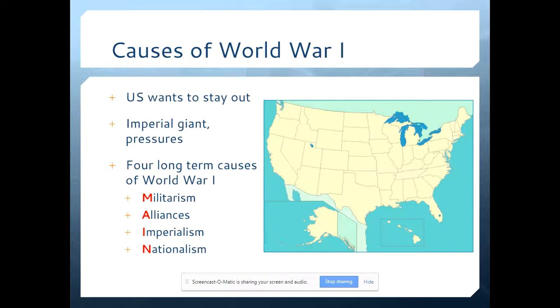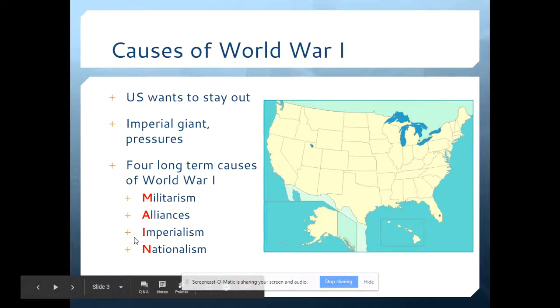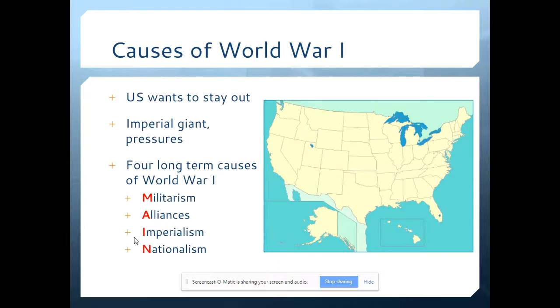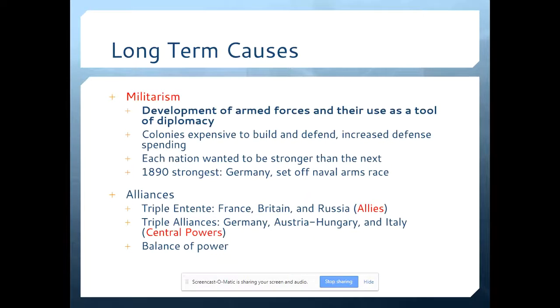As far as World War One starting, you're going to have 4 long-term causes, and then the event that kicks it all off. Your long-term causes are militarism, alliances, imperialism, and nationalism. How we remember that is the acronym MAIN. I've highlighted those in red for you. MAIN is the 4 main causes of World War One. We're going to talk about each one individually.